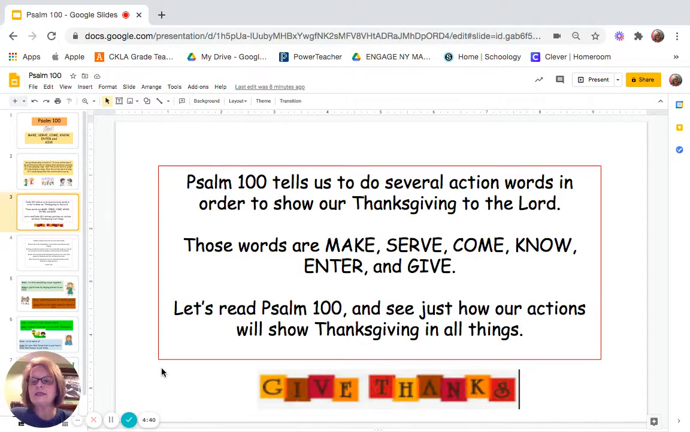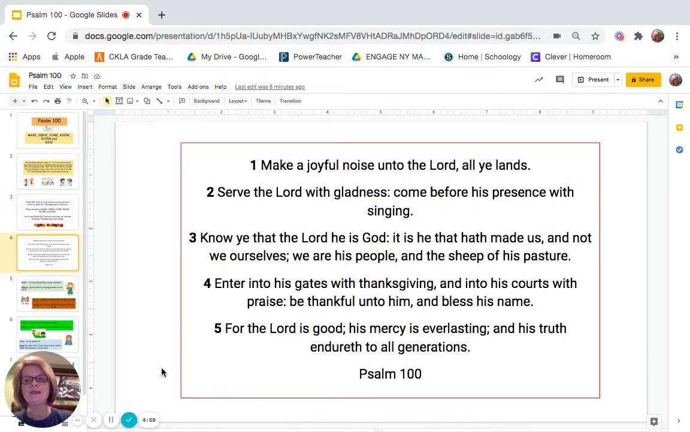I'm going to read Psalm 100, and as I'm reading it, I want you to touch your nose every time you hear the word make, serve, come, know, enter, and give. Okay? All right, let's see if you can do it. Here we go. I'm going to start.